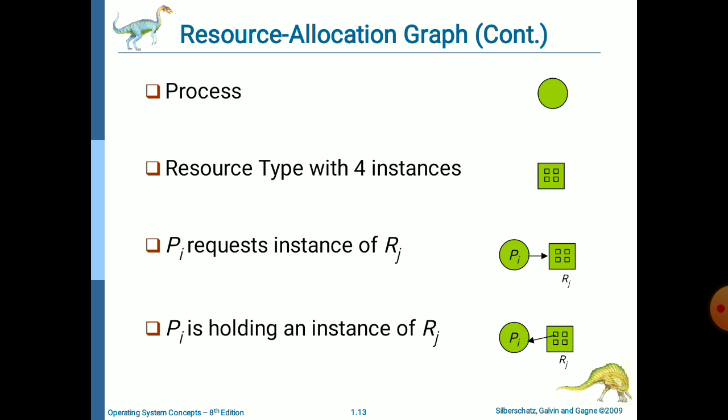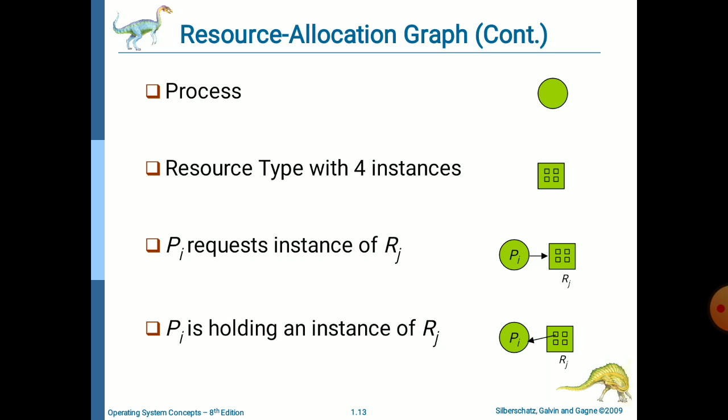Process symbol is a circle, resource symbol is a square. If a resource has multiple instances, the number of instances is represented by dots within the square. So here 4 instances are available of a resource because 4 dots are there within the square.